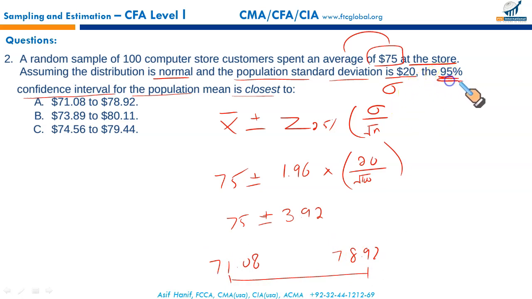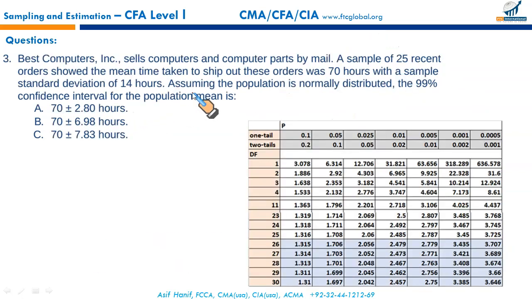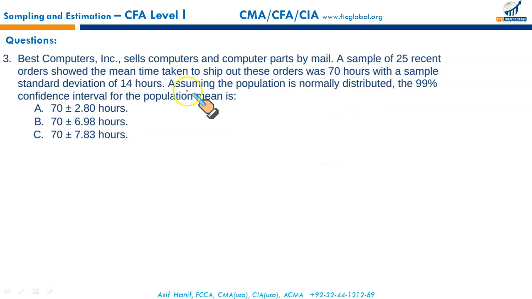We are 95% confident, right? So that makes A the correct option, right? A it is. All right, the next question will involve the use of t distribution. Why? But let us see first.